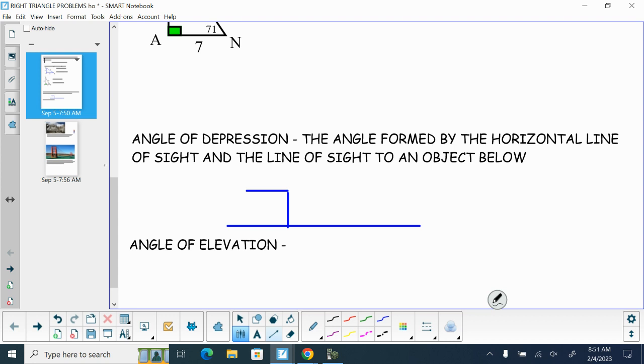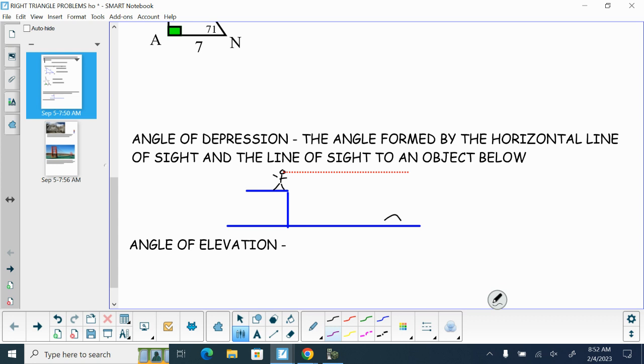This typically occurs when you are elevated. You're standing on a hill, sitting in a plane, flying in a plane, in a tree somewhere. When you are elevated, we have a line of sight. Here's your horizontal line of sight.